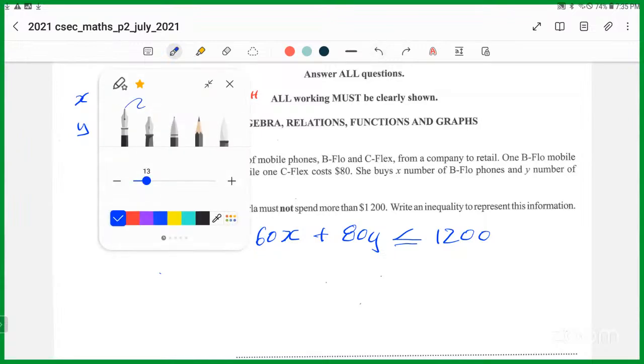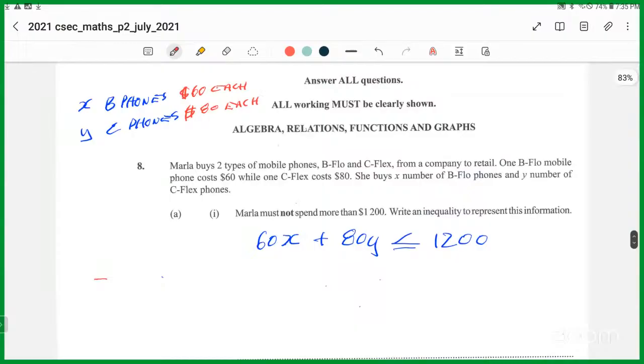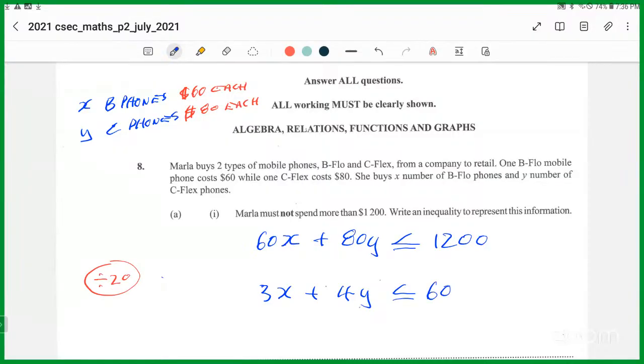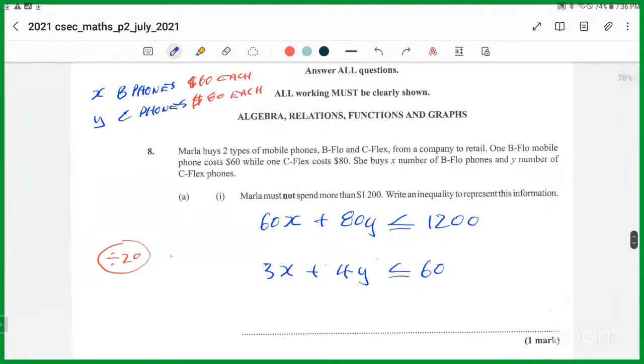You must always simplify your expression. So we're going to divide through by 20. That will simplify to the lowest terms. So we divide this by 20, it becomes 3x. Plus divide this by 20, becomes 4y. Less than or equal to divide this by 20, becomes what? 60. Right, that is it. Alright, so that's the inequality right there, guys. That's the inequality. Alright, nice and easy.